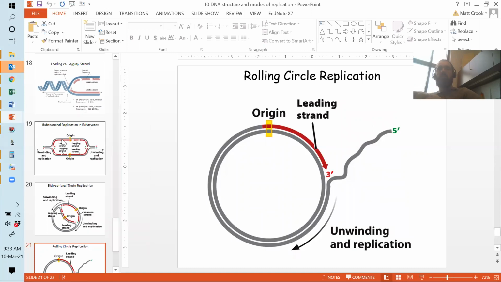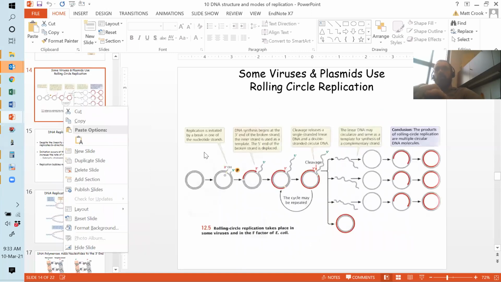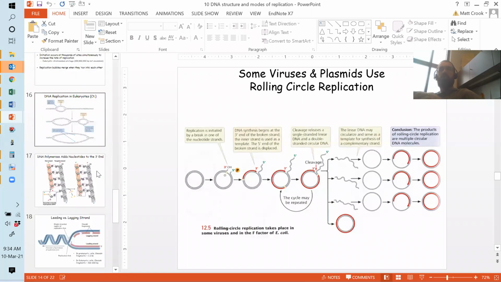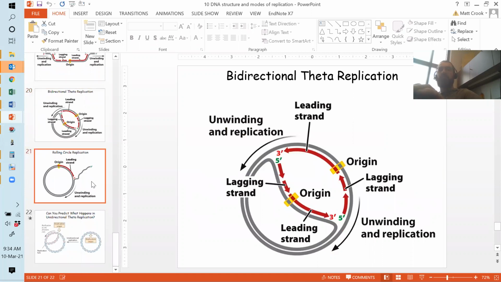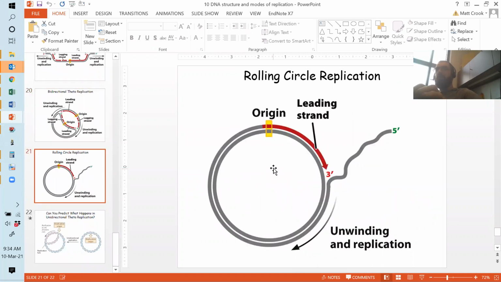If you remember from up here, that original template gets linearized, turns back into a circle, and then gets copied while the other new strand is being done, right? So this is unidirectional and one strand at a time, right? So there's no issue here, because we only have one strand being synthesized in a 3' direction. When this one gets picked off and circularized, we'll also have one strand going in the 3' direction, right?